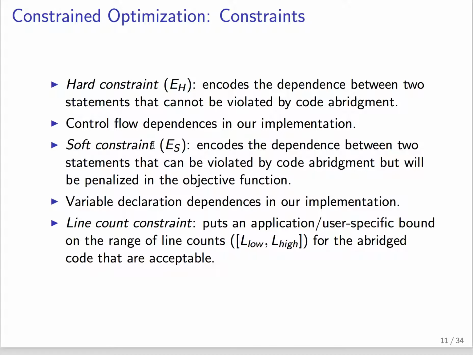And finally, the last constraint is called the line count constraint, which means that a user or an application provides a bound of the line count range so that the abridgment will generate a code summarization with the line count forced into that range.